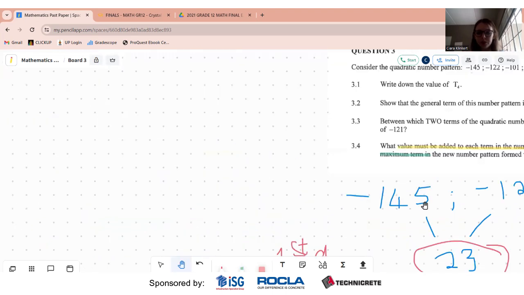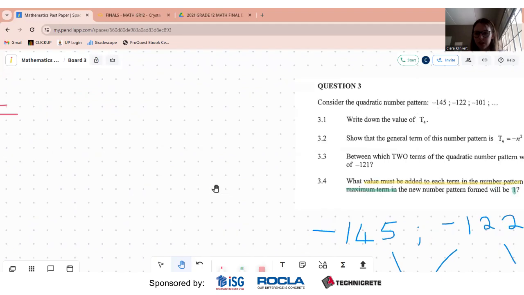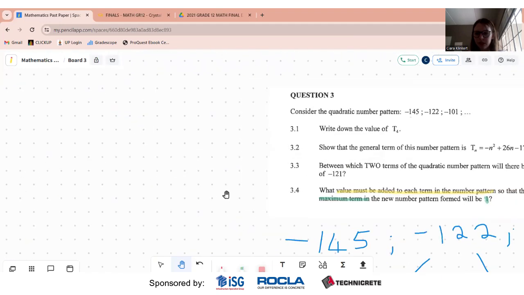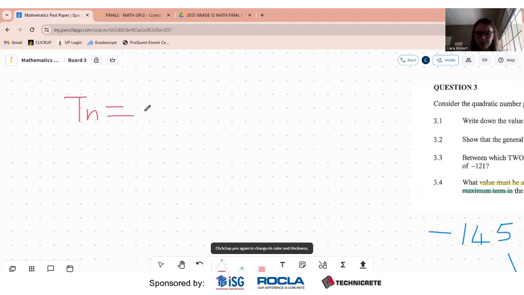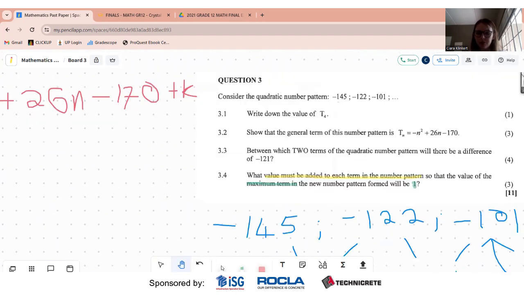So do you agree my new Tn is going to be equal to my old equation, which is negative n squared plus 26n minus 170. But now I must add some value to it. So I'm going to call that value k. Okay, so now I've dealt with the first part, adding some value.